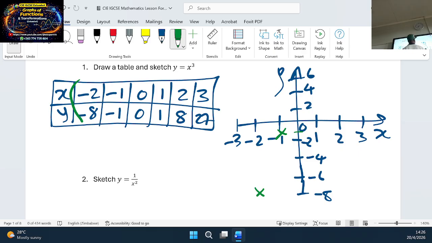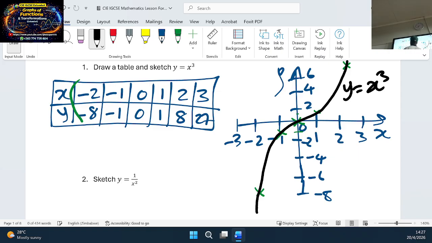That's where they will intersect. And there we have 0 and 0. Then here we have 1 and 1. It will be somewhere there. And then we have 2 and 8. It will be somewhere at the top there. So let me roughly join my points using a black marker to say we have something of this nature. So that's the function y equal to x cubed.